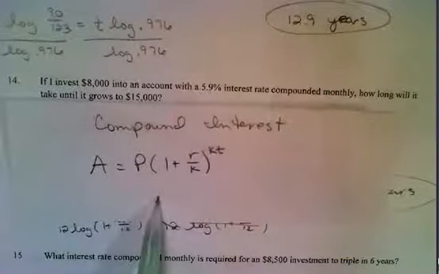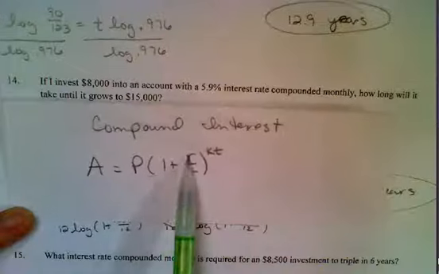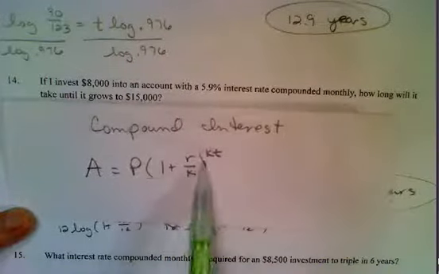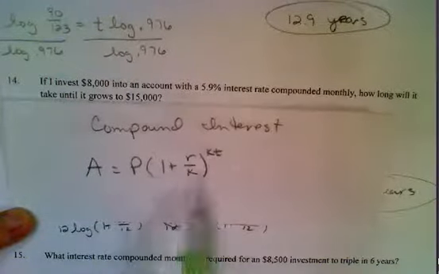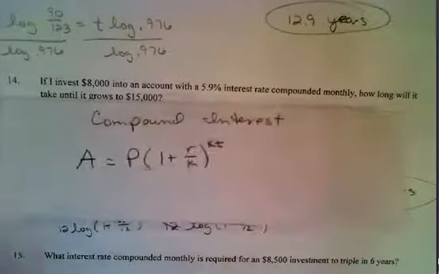All right, the last problems mostly deal with money and compound interest. So this is the formula for compound interest, where A is the final amount, P is your principal, R is your rate as a decimal, K is the number of times you compound per year, and T is the number of years. So that's your compound interest formula.